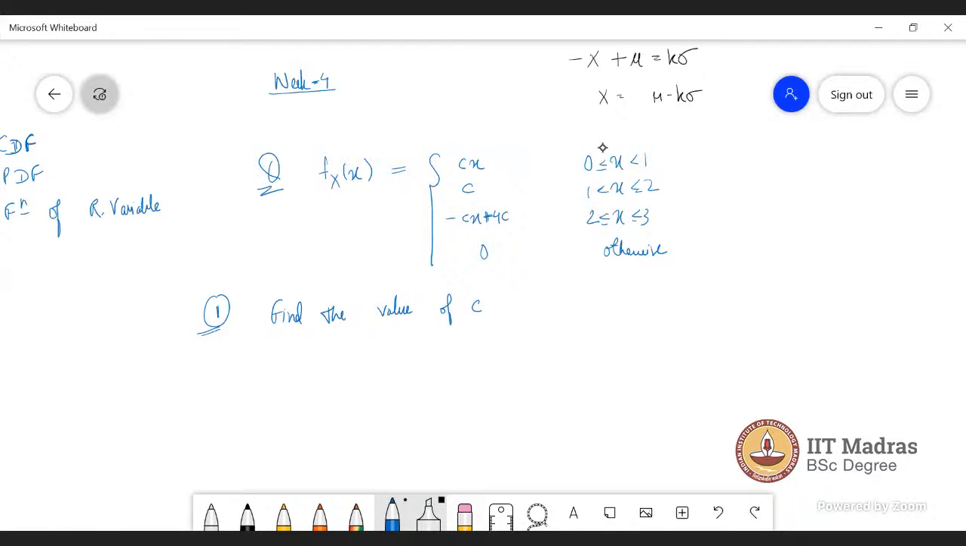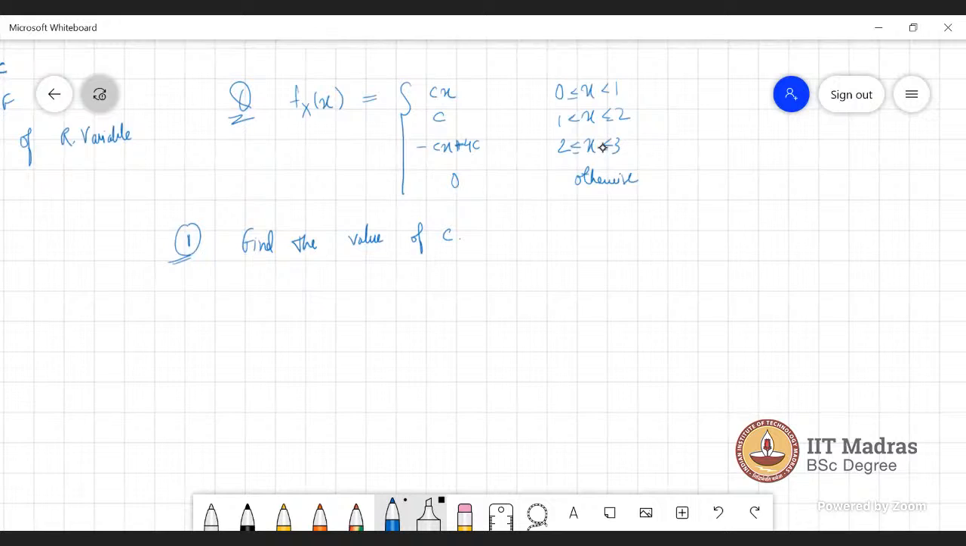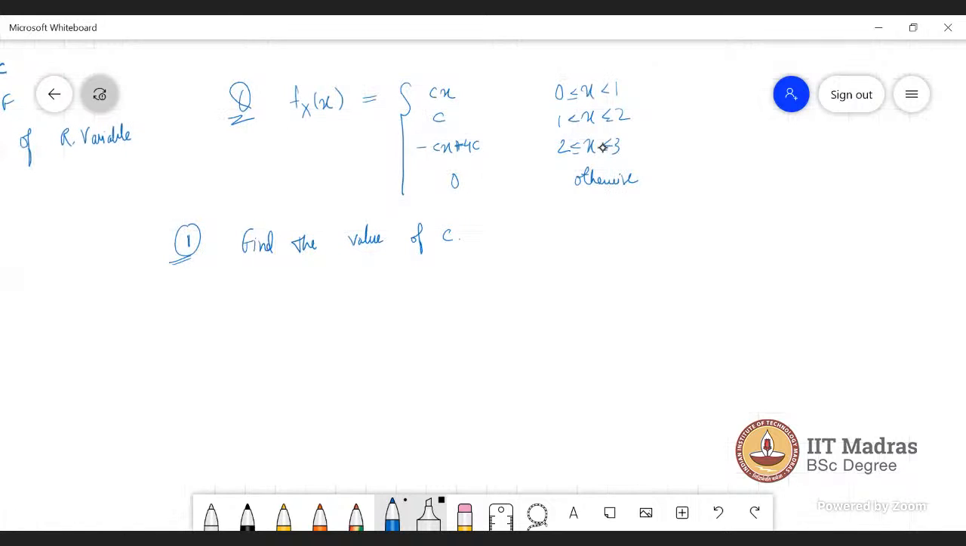Can you all try this out? Can you tell me what is the value of C you will get? Is it a PDF or a CDF? It is PDF, it is written small f. I will just give you 1 minute to do this. Okay, do it fast.